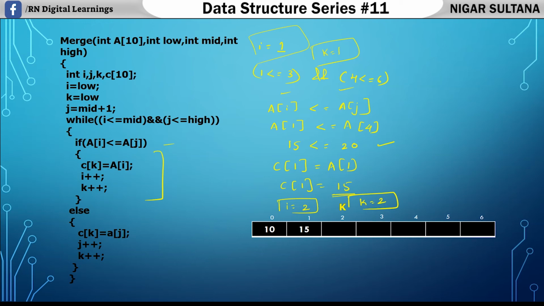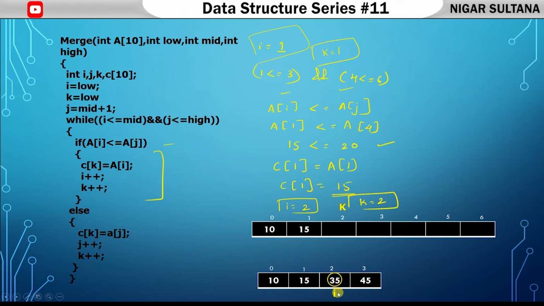See, C of 1 is holding 15. Then I have incremented the value of k. Now from 1 it has become 2. I value has been incremented. Then j value will be as it is. So again run this while loop.